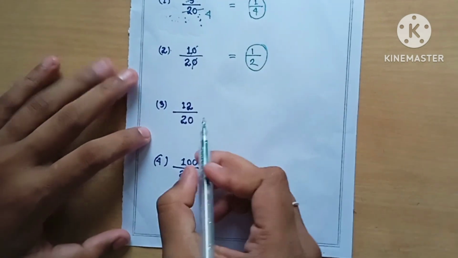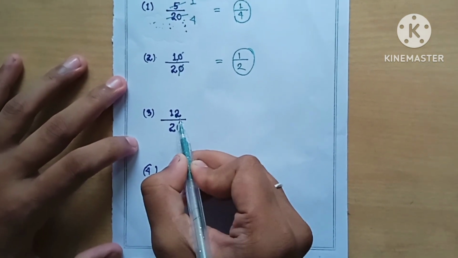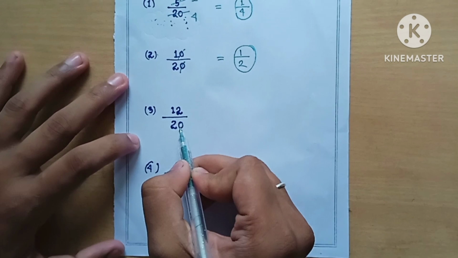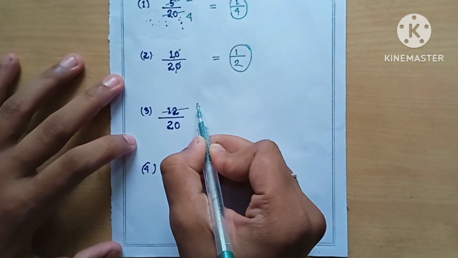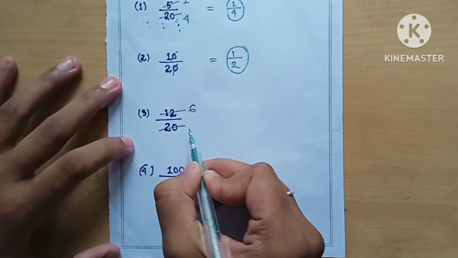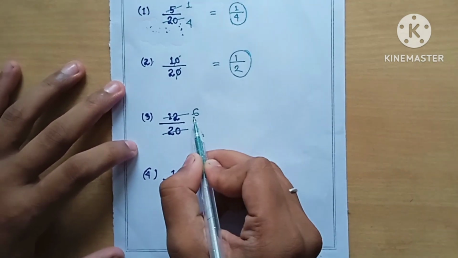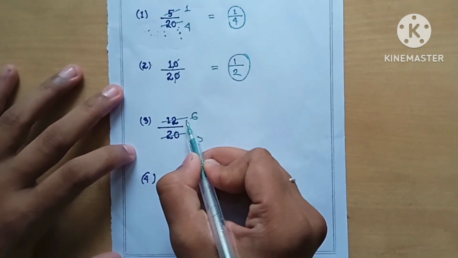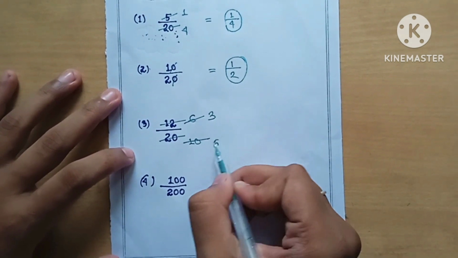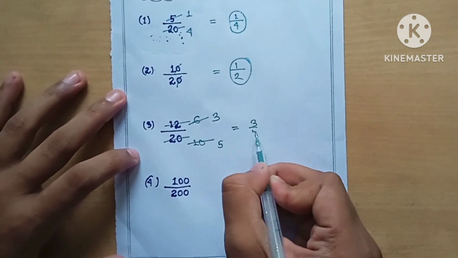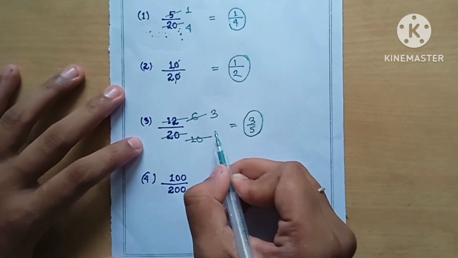Okay students, similarly 12 by 20 can be written as how? 12 is divisible by 2 and 20 is also divisible by 2. So we have to first cut it by 2. 6 2s are 12, and 10 2s are 20. Similarly, now 6 is also divisible by 2 and 10 is also divisible by 2, so we can write 3. 3 2s are 6, 5 2s are 10. Now further it cannot be divisible, so we can write 3 by 5. Its simplest form is 3 by 5.